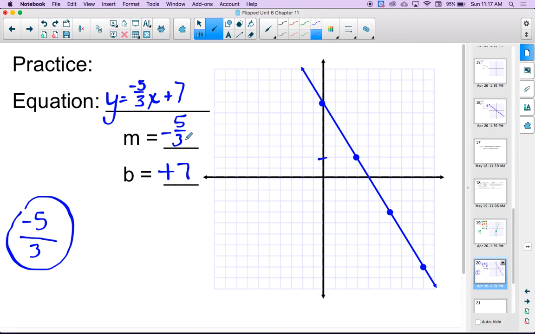Okay, make sure that you study this. This is the final piece that we're going to talk about as far as graphing is concerned. We learned how to graph using an XY table, graph using the shortcut, and now we learned how to find the equation of a line if the line is given to us in graph form. So we've done all we need to do.